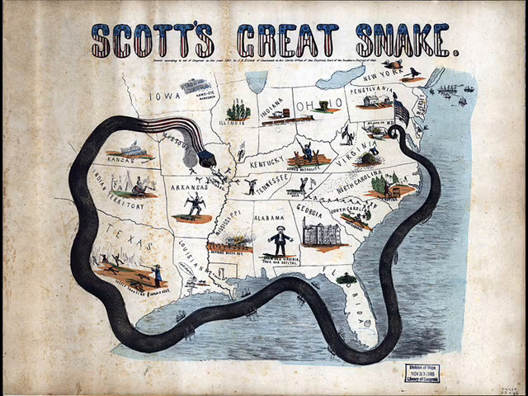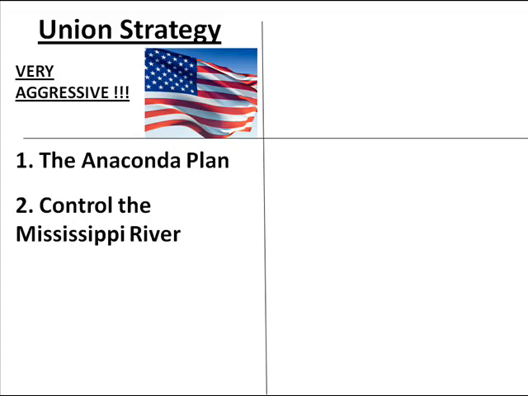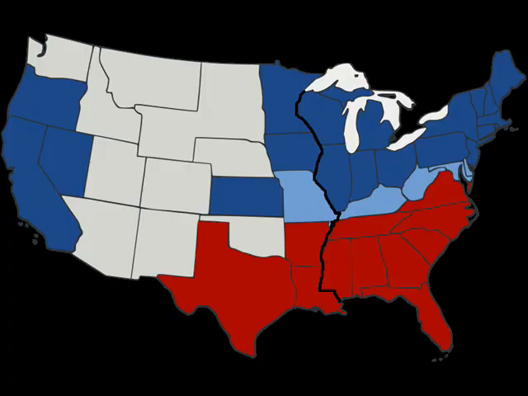Now, the next part of the Union strategy is actually a part of the Anaconda Plan, and that involves the Mississippi River. The United States is hoping to cut off the South. They can cut off Arkansas, Louisiana, and Texas from the rest of the South by controlling the Mississippi River with their powerful navy. This keeps supplies from crossing the Mississippi River. It cuts the South in half, and it allows them to focus on one side or the other, mainly the parts on the eastern side of the Mississippi River.